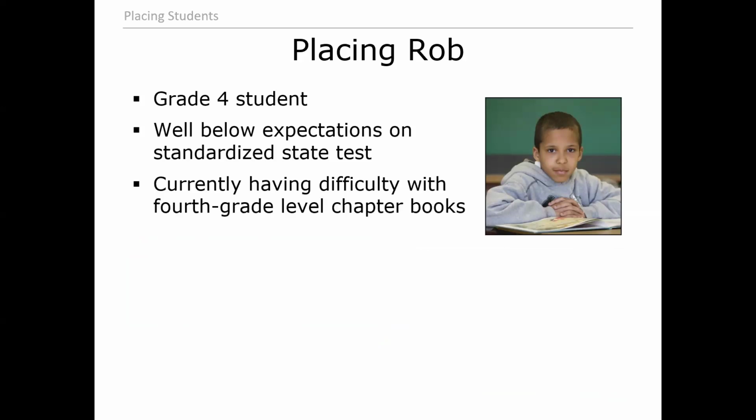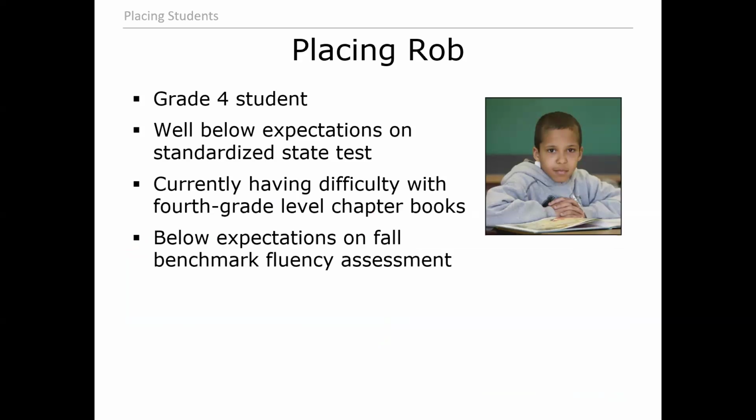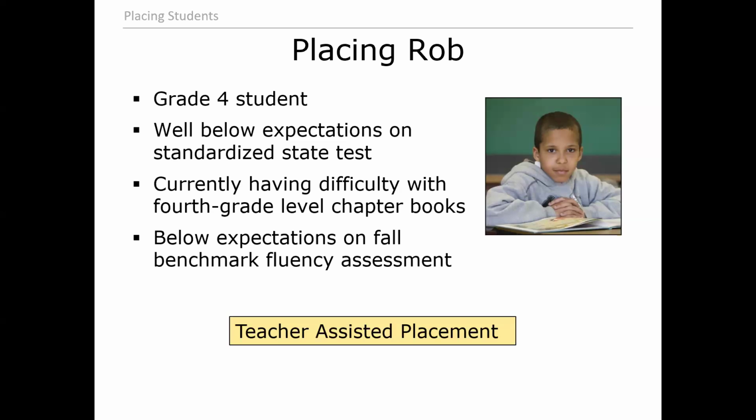His teacher says that fourth grade novels are hard for him, and he's below expectations on the fall benchmark fluency assessment. We're going to do teacher assisted placement with Rob. And where might you start him? I would probably give him level 3.0 to start. I know fourth grade stuff's hard. He's a fourth grader. I'm going to start placement in level 3.0.